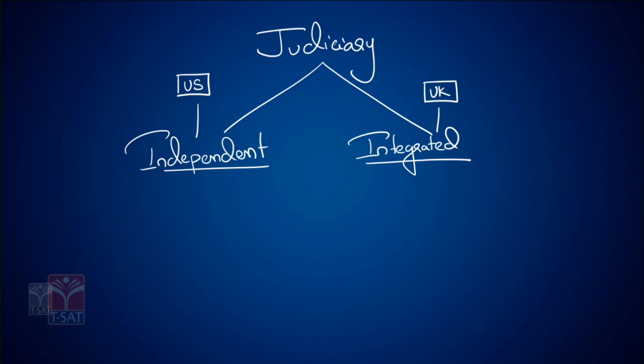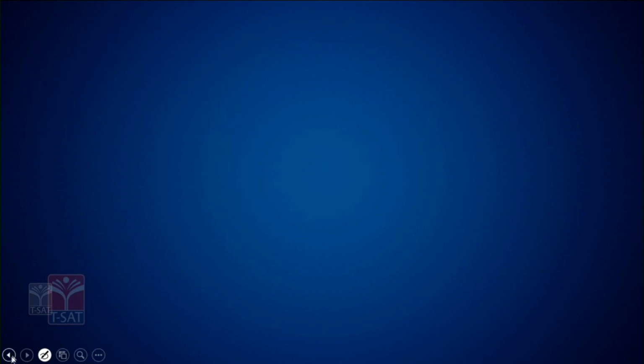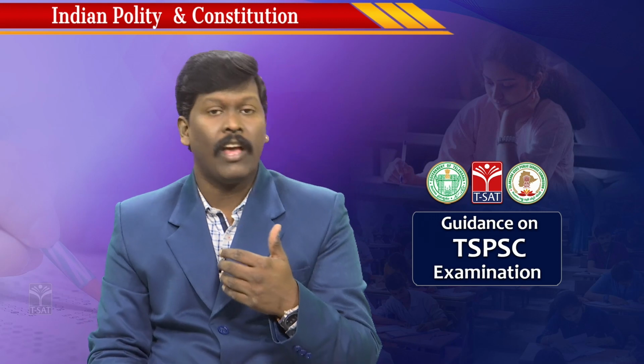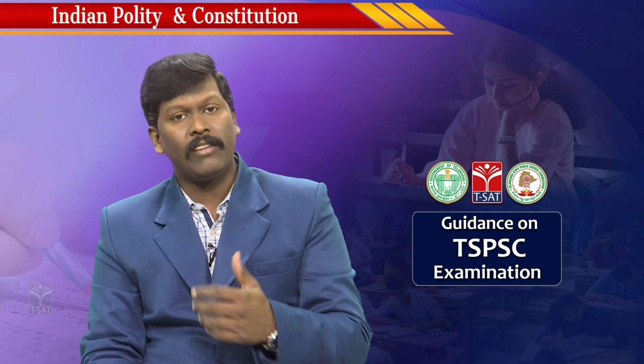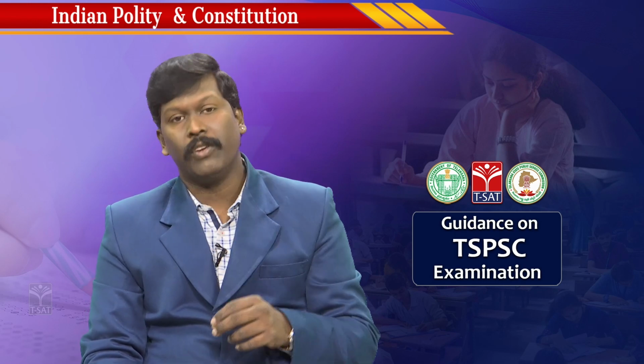Why is it independent? In India, the independence of judiciary is part of the basic structure doctrine, as mentioned by the Supreme Court. In the NJAC judgment, the National Judicial Appointments Commission judgment, the Supreme Court said the independent character of judiciary and judicial review is part of the basic structure doctrine. Not only in the NJAC case, even in the Indira Gandhi versus Raj Narain case, the judiciary said judicial review is part of the basic structure doctrine.